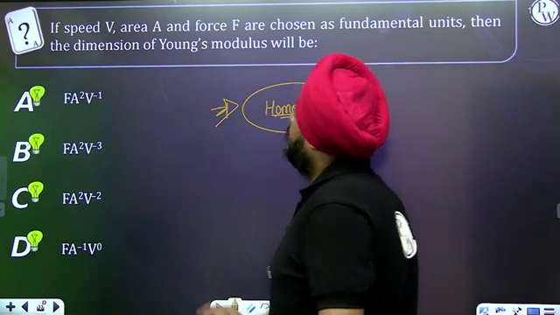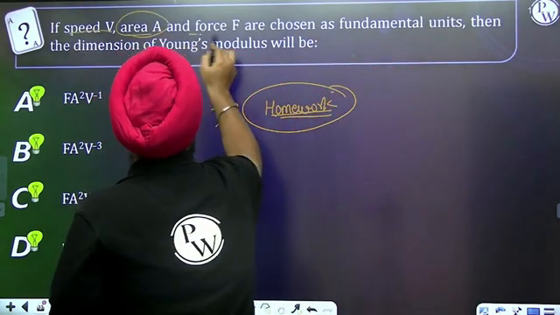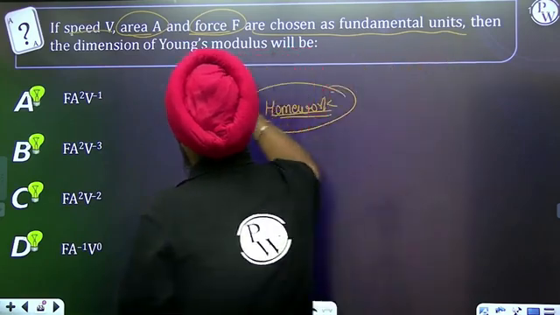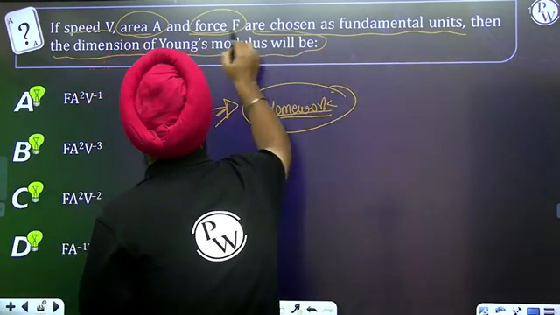If speed V, area A and force F are chosen as the fundamental units, then what will be the dimensions of Young's modulus?